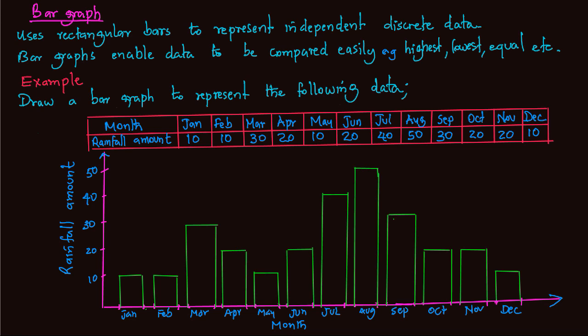So January we have 10, February we have 10, March 30 millimeters, April we have 20, May 10, June 20, July 40, August 50, September 30, October 20, November 20, and December 10.